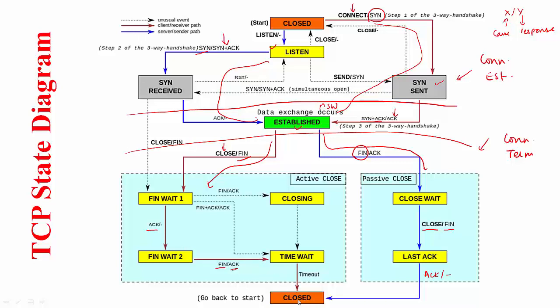A point to note here is the client is not going to directly jump to closed. It is going to wait in this special state called time wait. So basically when you are terminating a connection, before you fully terminate it, that is, go to the closed state, one side is going to wait in this time wait state. The reason for this, I'll get to shortly.